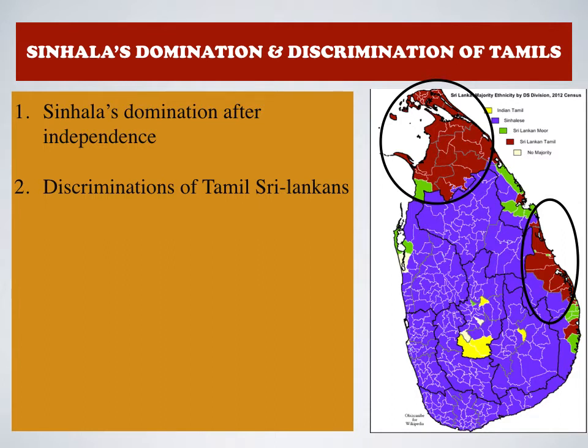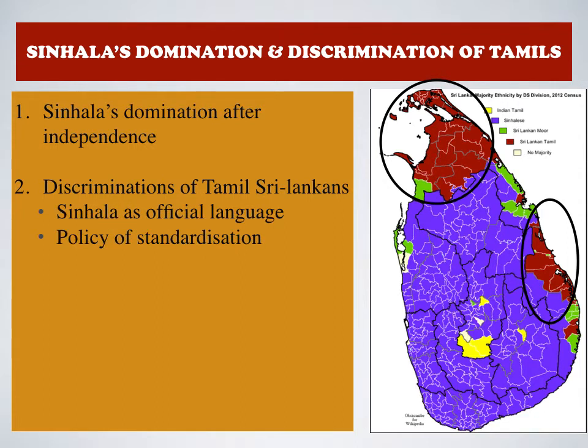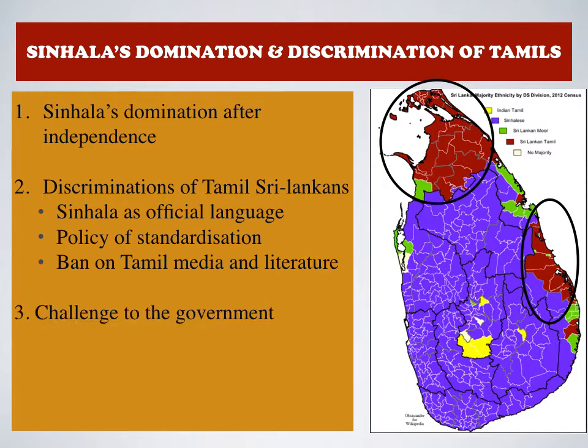All right. And then in the 1970s, they again introduced another law, which was the policy of standardization. Because of this policy of standardization, it resulted in a huge reduction in the college-going students of the Tamils. And then they also put a ban on the Tamil media and literature. So, of course, the Tamil people started challenging the government. In the beginning, they were peaceful riots, but later, armed groups started to form.